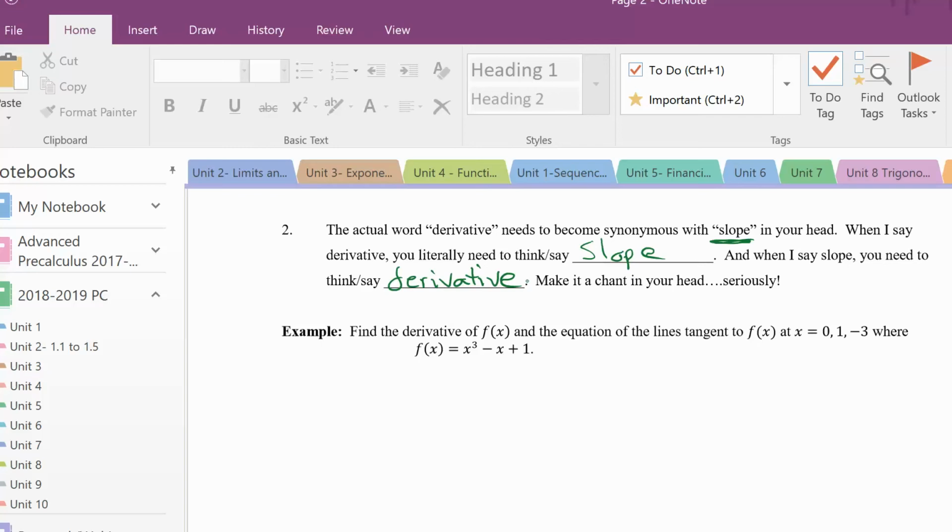All right, so finding the derivative of a function and the equation of the lines tangent to a function at specific points. So first, let's find the derivative.